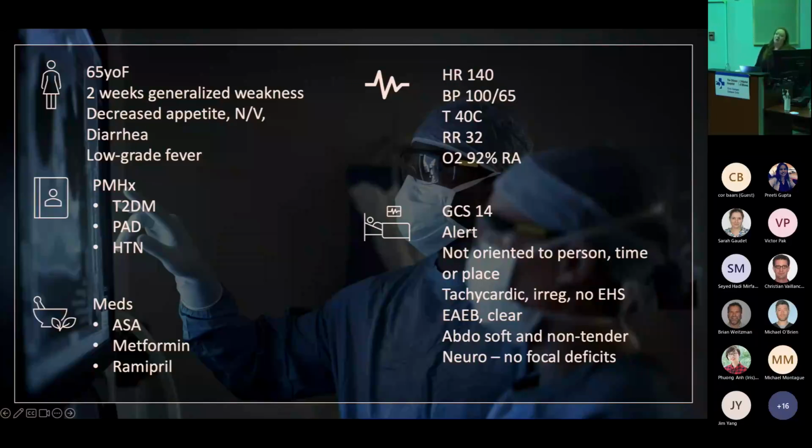home. Paramedics were called to the home this evening because she had a pre-syncope episode while walking from the bathroom to the kitchen while her daughter was over. She has a past medical history significant for type 2 diabetes, peripheral arterial disease, and hypertension, and her meds are listed on the slide. Her vitals are seen on the right-hand side, and her physical exam is listed on the bottom. So what's going on?